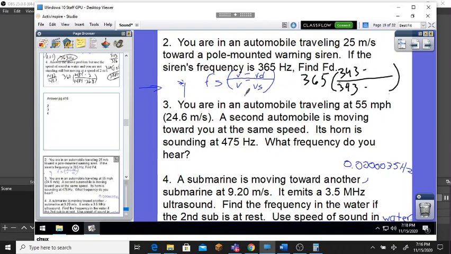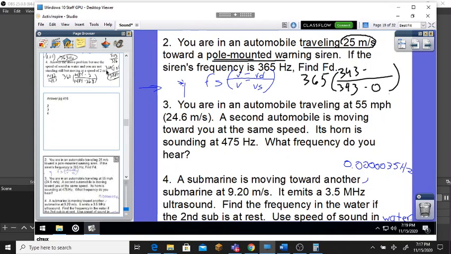And let's look at the problem again. So this is the velocity of what's making the sound. It says you are in an automobile traveling 25 meters per second towards a pole. The pole is what's making the sound, right? You're not making the sound, you're traveling that fast. The pole is making the sound. So there's the pole, it's making the sound, and this is you going towards it. How fast is the pole moving? Is it moving? It's not, right? Velocity of what's making the sound, this one is 0, okay?